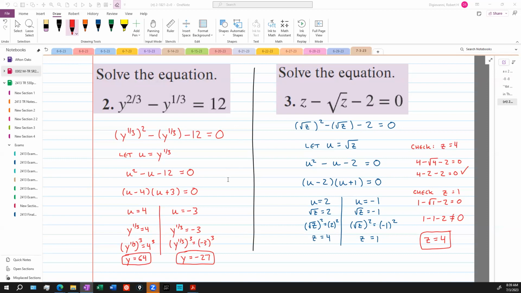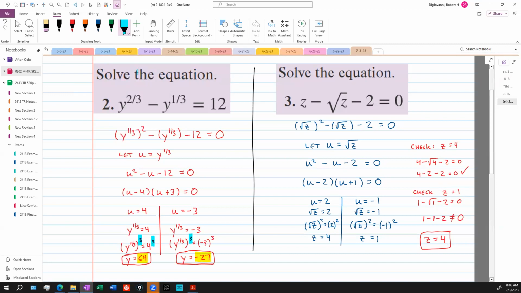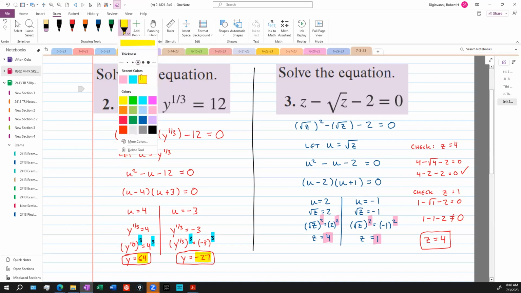So on the first equation, you get two solutions, 64 and negative 27. You don't need to check those answers because you cubed both sides of the equation, and that's an odd power, so you don't need to check those. On the second equation, you should get two solutions, 4 and negative 1, but this time you do have to check your answers because you squared both sides. And when you check, you'll see that it only works when z is 4. So take a look at that.